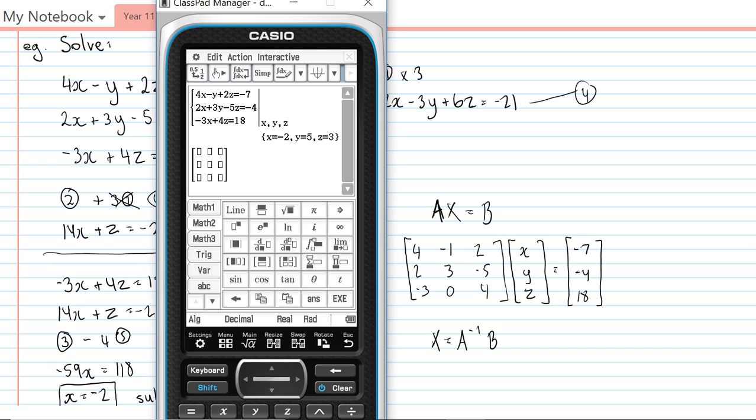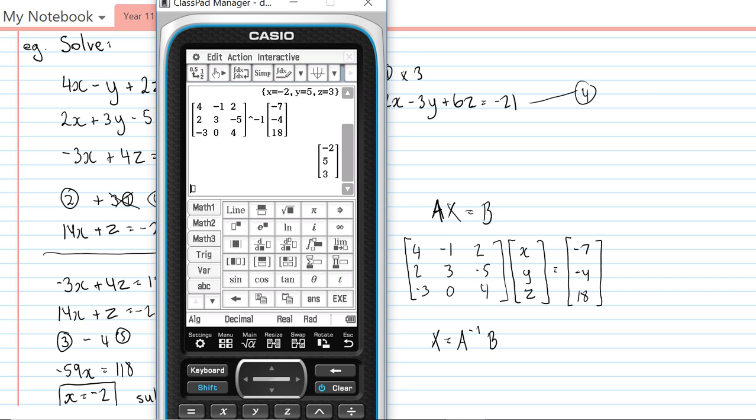I'm going to put in the 3 by 3 matrix with 4, negative 1, 2, 2, 3, negative 5, and then negative 3, 0, and 4. I'm going to put that to the power of negative 1, and then multiply it by the solution matrix, which was negative 7, negative 4, and 18. And if I hit execute now, I can see x would be negative 2, y would be 5, and z would be 3. So again, just a different way of doing it.